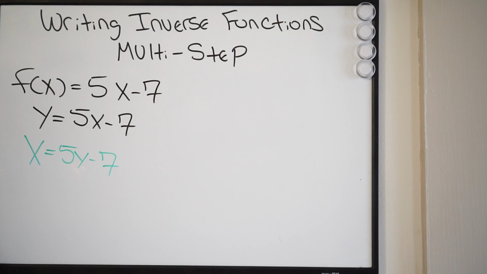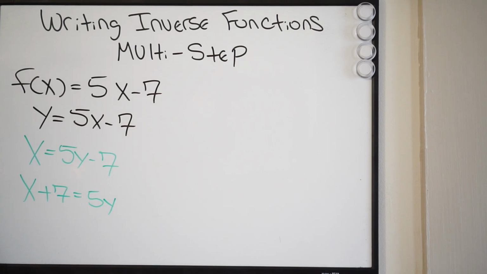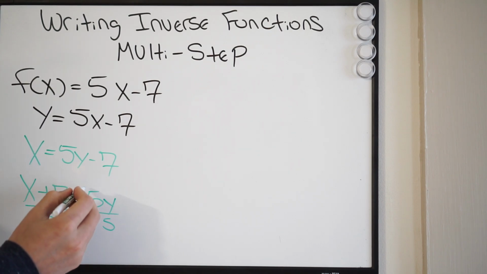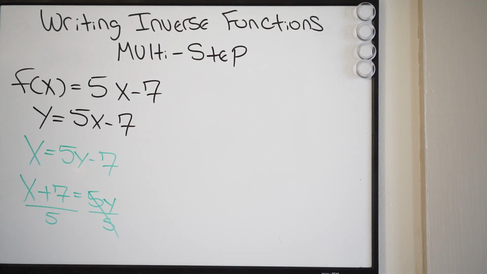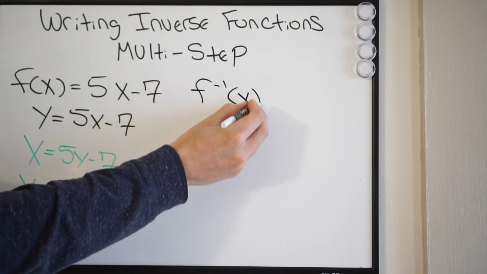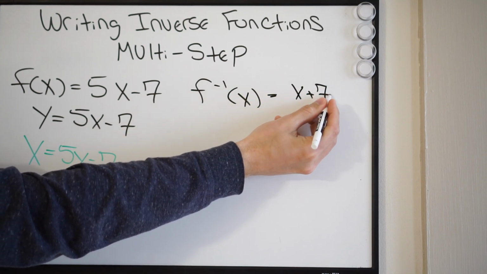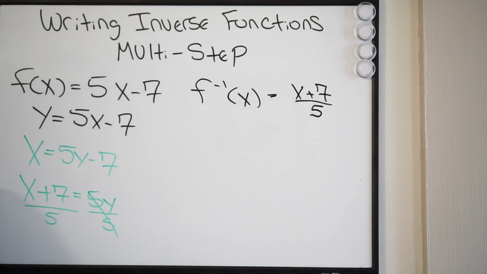And now we simply just need to solve for y. So we need to add 7 on both sides. And then we're going to divide by 5. This cancels out. So what we have here is the inverse function is going to be x plus 7 all over 5. And now at this point, you just want to confirm your work.